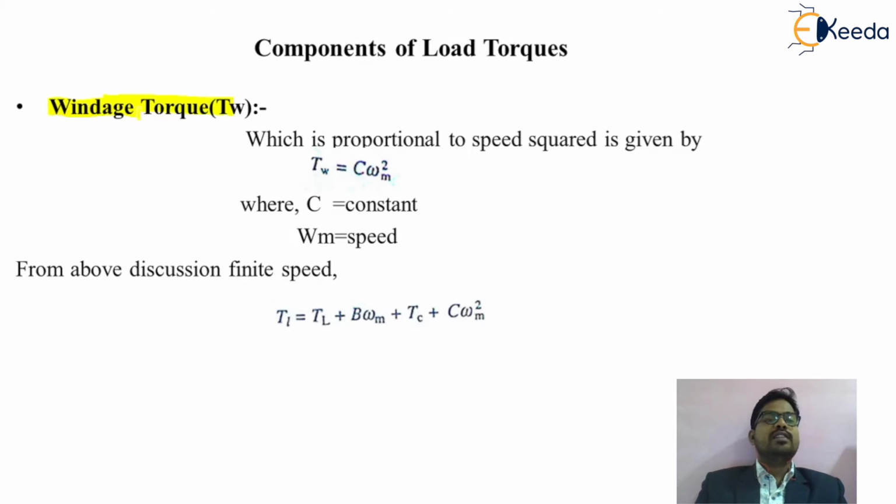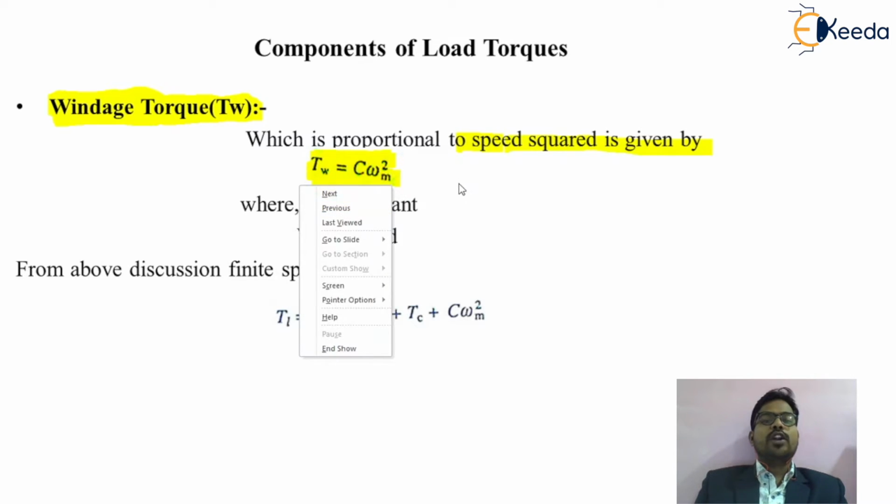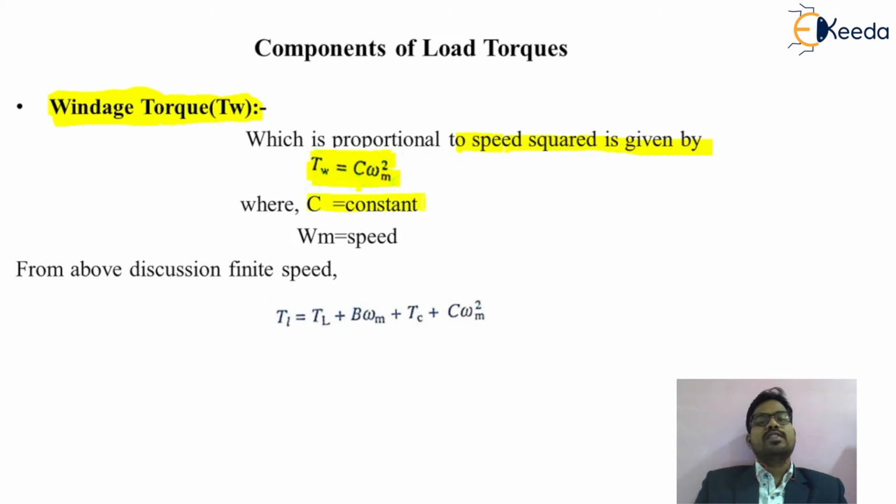As we know, the windage torque is basically combined together with the friction torque. The friction torque which is proportional to the speed squared is given by the windage torque, TW is equal to C into omega m square. So what do we mean by C? C is a constant, and omega m is the speed of that particular windage torque.